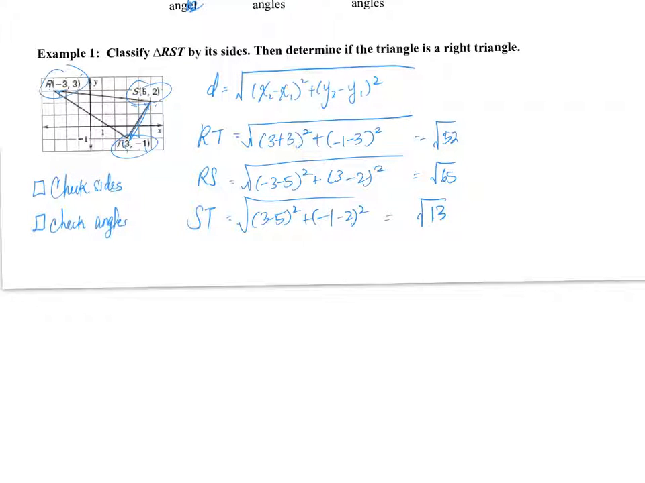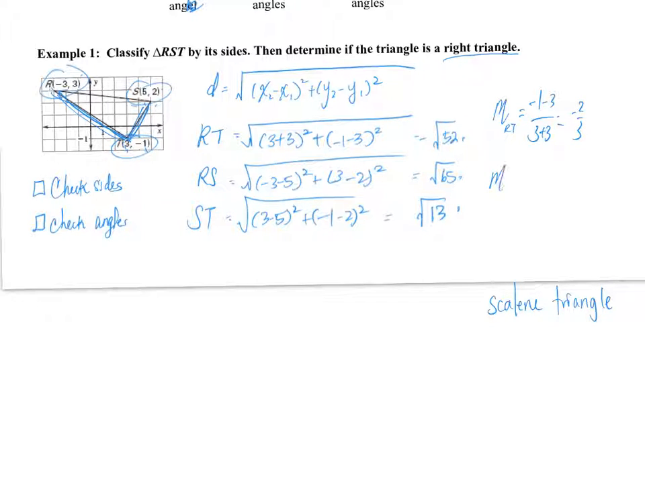Now, the lengths of all three sides are different. So I can say that this has to be a scalene triangle. But then the problem also asks us to check whether it's a right triangle. So maybe I need to check the slope between this segment and this segment. So let's see, the slope between point R and point T is given by negative 1 minus 3, this would be negative 2/3.